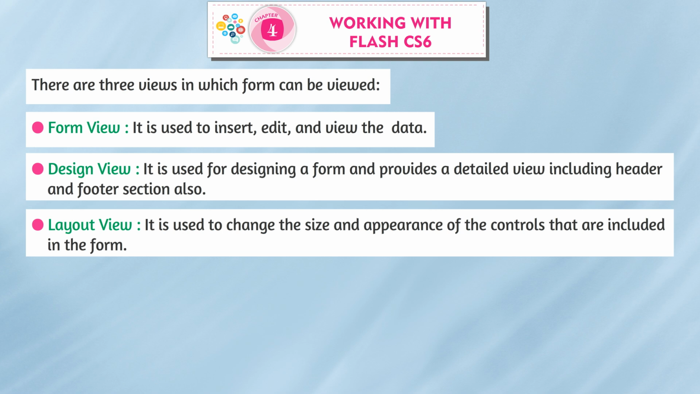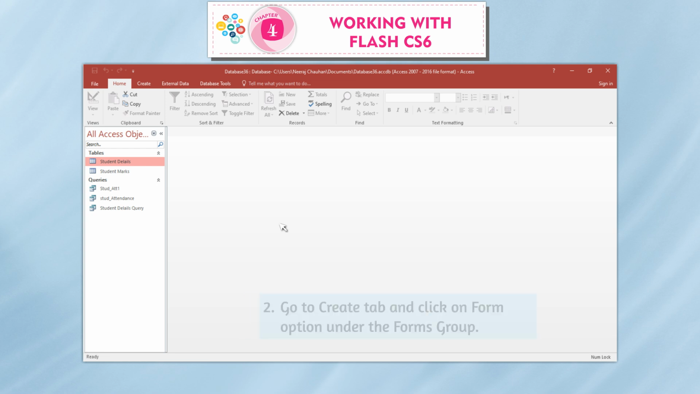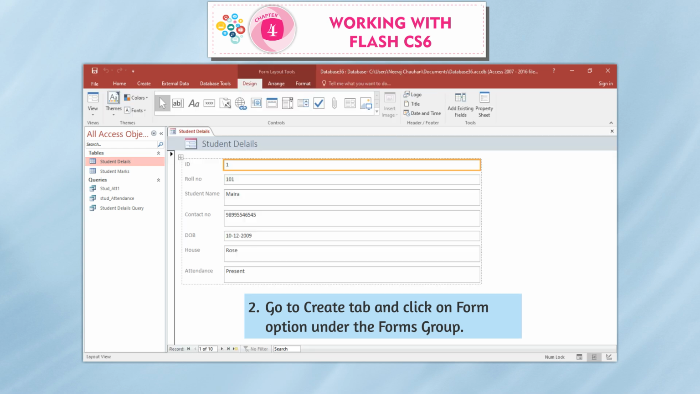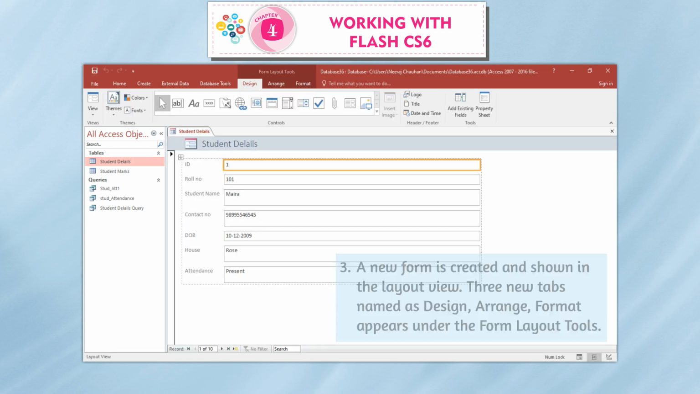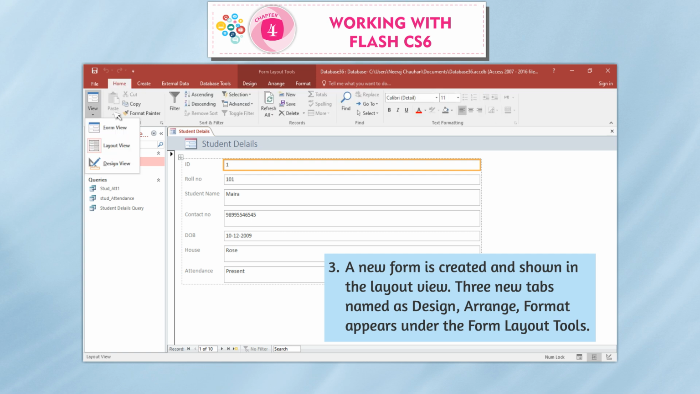Layout view is used to change the size and appearance of the controls that are included in the form. Steps to create a form. 1. Click on the table from the navigation pane for which the form is to be created. 2. Go to the Create tab and click on the Form option under the Forms group. 3. A new form is created and shown in the Layout view.